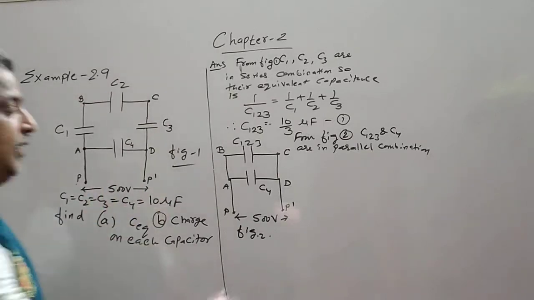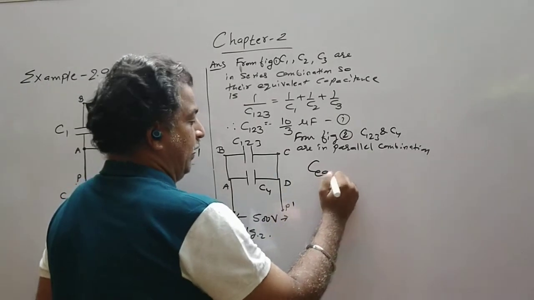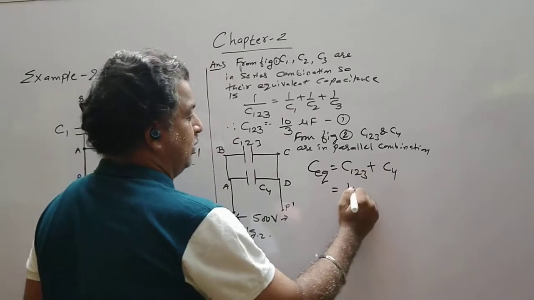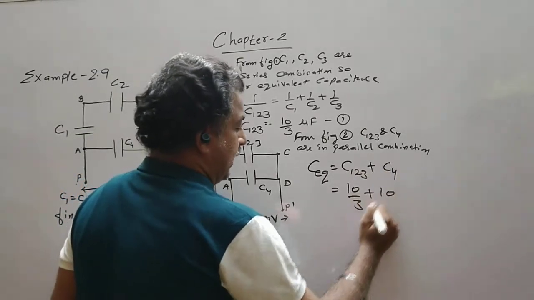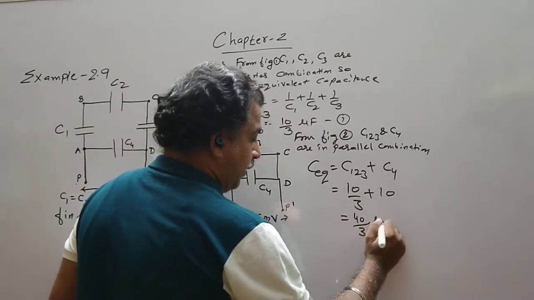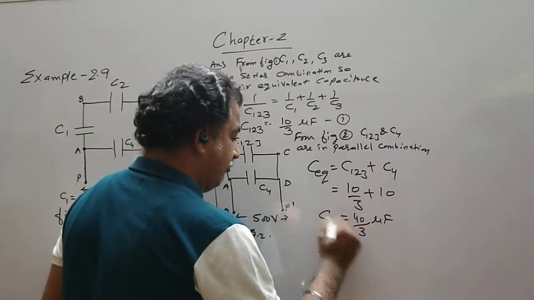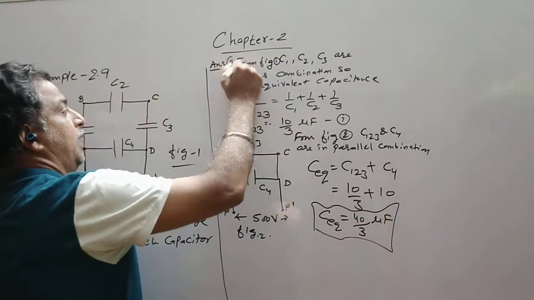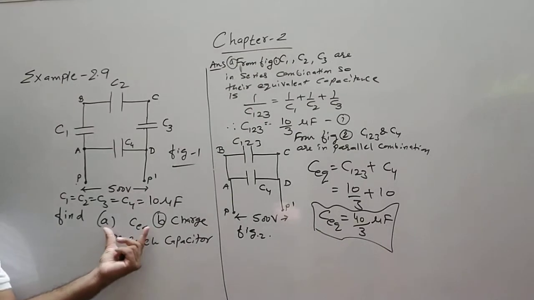So we name it as C equivalent is equal to, now parallel combination capacitances are added. So it becomes 10 by 3 plus 10, that is equal to 40 by 3 microfarad. So this is the first part of your answer, or the first part of the question given.